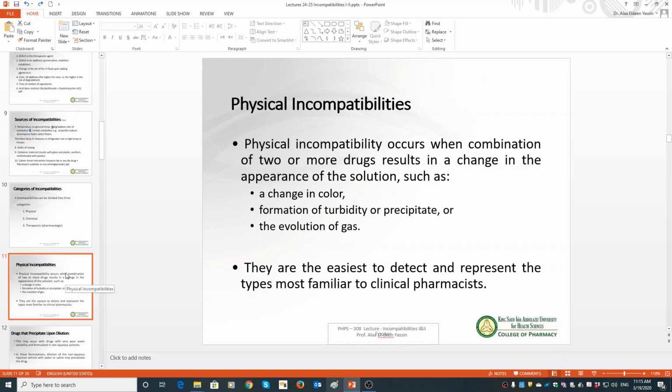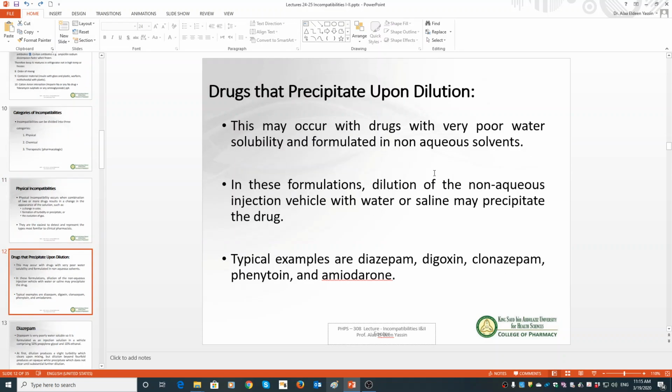Majority of incompatibility appears with signs, noticeable signs. Examples of physical incompatibility is precipitation upon dilution. We see turbidity, which appears when you mix two drugs together. Especially for drugs with very poor aqueous solubility, this is seen when they are formulated in non-aqueous solvent. So when you mix or dilute them with other parenterals, you might see turbidity. This is due to precipitation or change in the solubility.